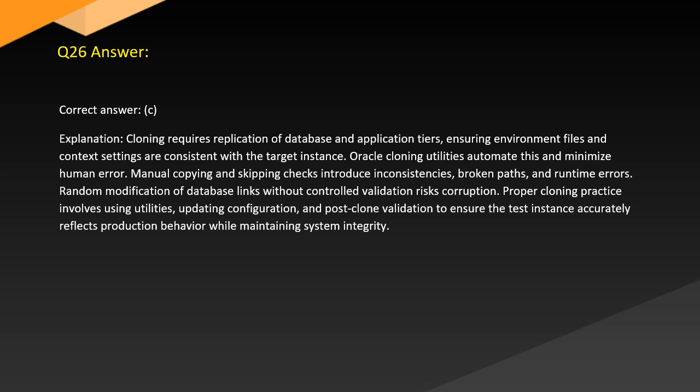Cloning requires replication of database and application tiers, ensuring environment files and context settings are consistent with the target instance. Oracle cloning utilities automate this and minimize human error. Manual copying and skipping checks introduce inconsistencies, broken paths, and runtime errors. Random modification of database links without controlled validation risks corruption. Proper cloning practice involves using utilities, updating configuration, and post-clone validation to ensure the test instance accurately reflects production behavior while maintaining system integrity.